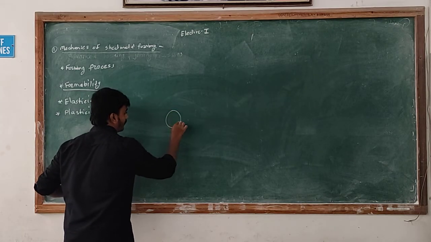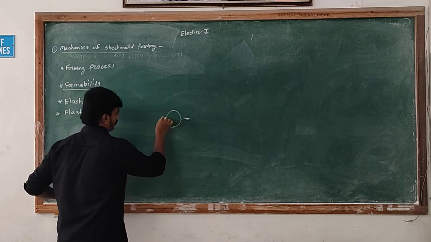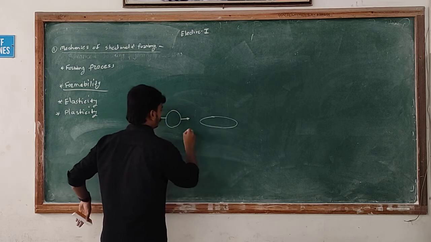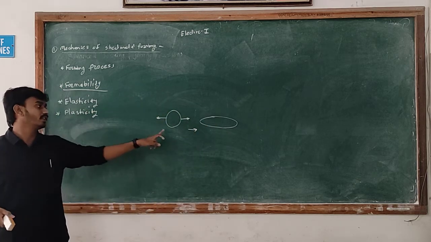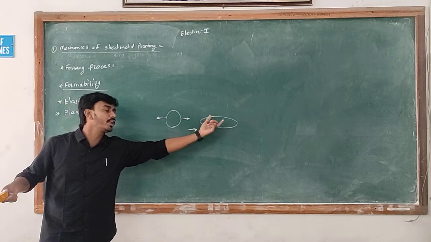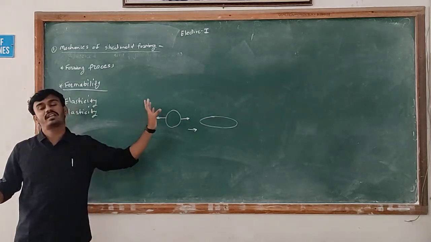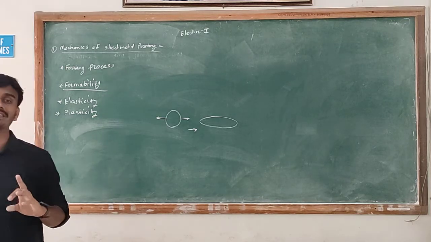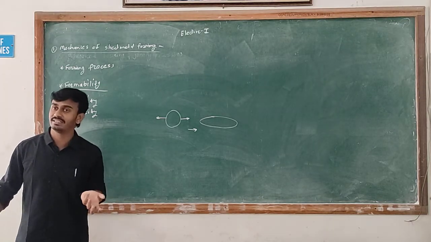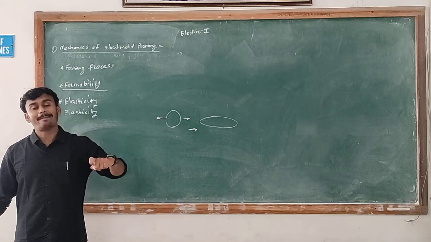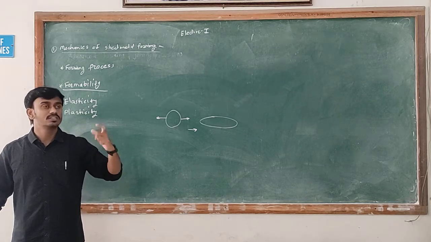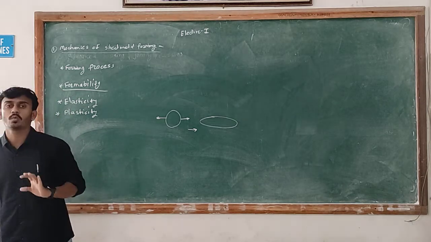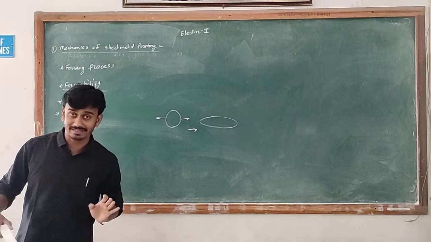Suppose this is a rubber band, and when we apply some force on it, it becomes like this. But when we remove these forces, the material returns to its original shape and size. Then it is called elasticity. But when we apply some force on it and the material does not return to its original position, then it is called plasticity.